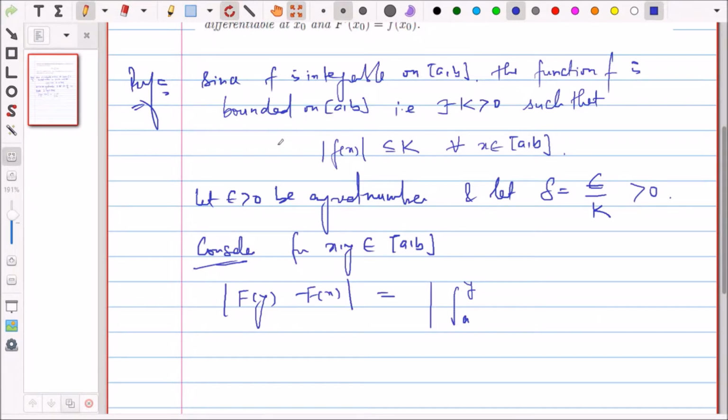So we wanted to prove that the function is uniformly continuous. We start with any arbitrary epsilon, and corresponding to it we need to find a delta. So we take delta equal to epsilon by k, which is greater than 0. Now we start with any x, y in [a,b], and we will try to show that |F(y) - F(x)| is less than epsilon whenever |x - y| is less than delta.